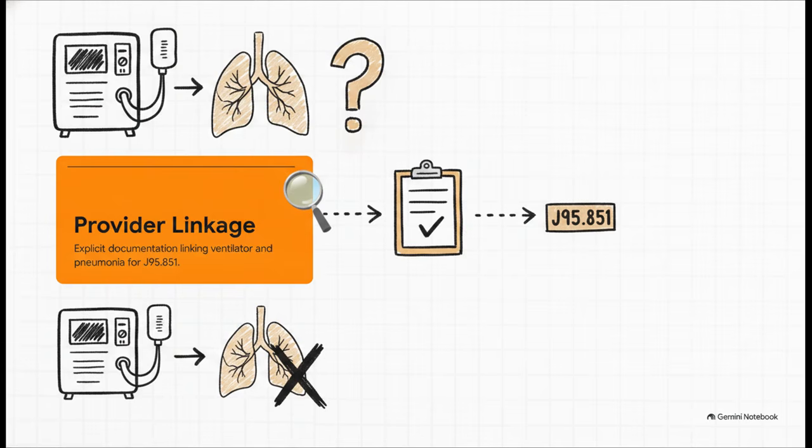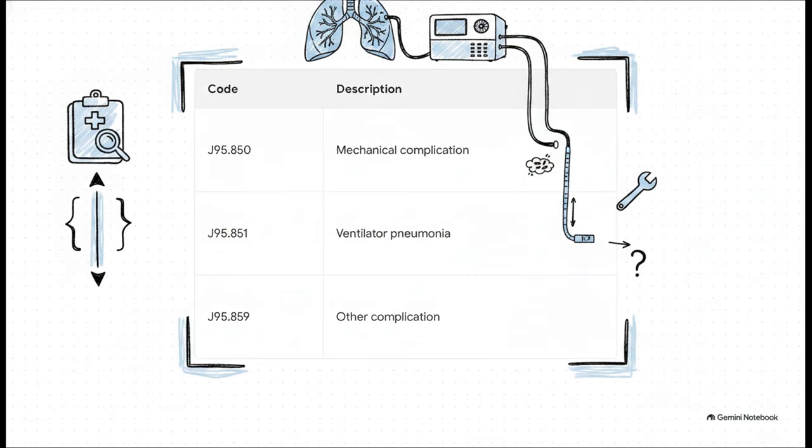If a patient is on a vent, has pneumonia, but the documentation doesn't specifically state the pneumonia is ventilator-associated, you cannot assign J95.851. If the documentation is murky, this is a prime textbook scenario where you must query the provider for clarification. Do not guess. Taking a quick look at the category J95.85 hierarchy maps exactly where our VAP code actually lives.